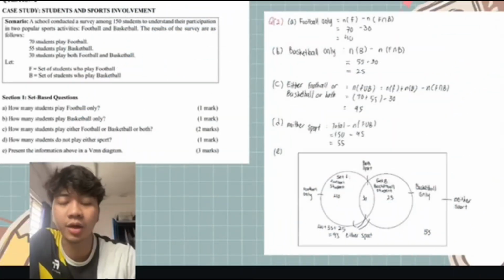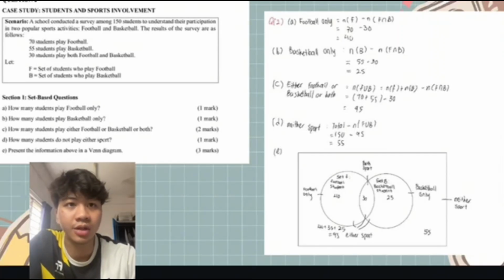Hello everyone, my name is Sta104 and I will be talking about section 1, question 2. To start, let's look at the scenario. A school conducted a survey among 150 students to understand their participation in two popular sports, football, denoted as F, and basketball, denoted as B. 70 students play football, meanwhile 55 students play basketball, and 30 students play both football and basketball.